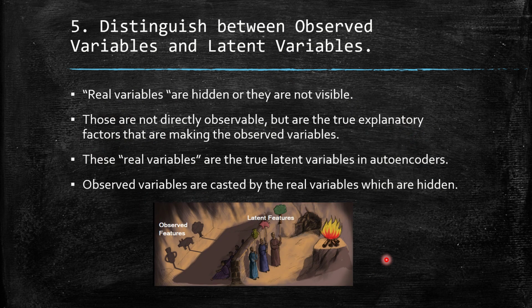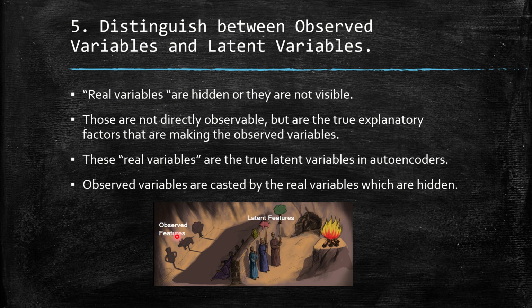Distinguish between the observed variables and the latent variables. This is a very important term, please understand. It is given through a very simple example here. The prisoners who are sitting here only see the images, which are the shadow of the original content. They never get to see anything else. These are called the observed features and these are called the latent features. They are the shadow of something which is being shown from here, and the original content that we have here is real, and these shadow images are called the observed ones.